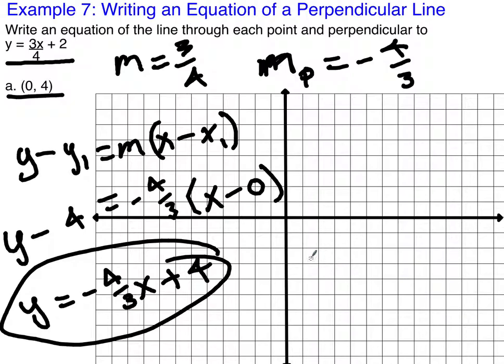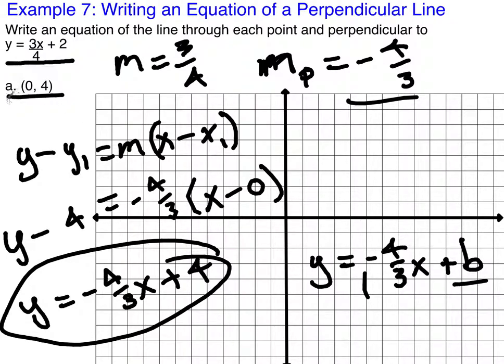I could have gone straight here by using slope-intercept form because I know the slope and I know the intercept. When x is 0, it crosses the y-axis at 4. So I could have written it in slope-intercept form, but this is the correct equation. Either of these would work, actually.